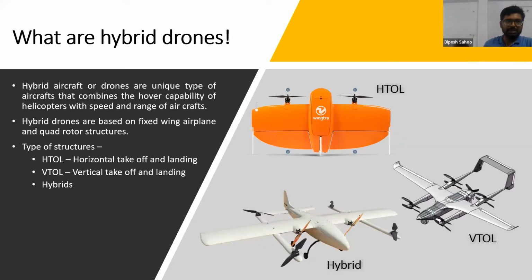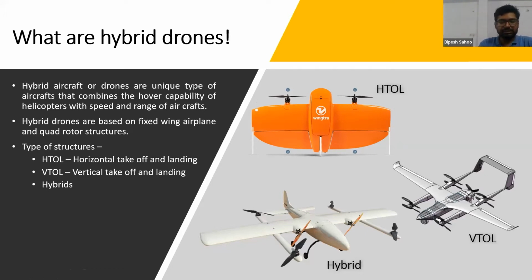Hybrid aircraft or drones are a unique type of aircraft that combines the hover capability of a helicopter with the speed and range of aircraft. You can see here various images of drones: an H-tall image, a V-tall image, and a hybrid image. H-tall means horizontal takeoff and landing. V-tall means vertical takeoff and landing.